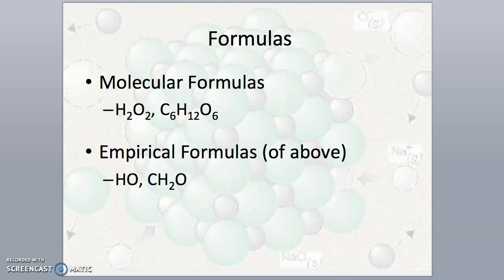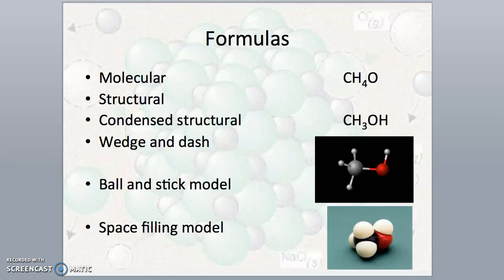We represent molecules using formulas. The subscripts tell us how many of each element there are in the formula. Empirical formulas are the simplest whole number ratio. There are many methods of representing formulas. The molecular formula is very easy to type, but does not give us information about the arrangement of the atoms. The condensed structural formula can be used to describe the arrangement. The others will visually show how the atoms are arranged.